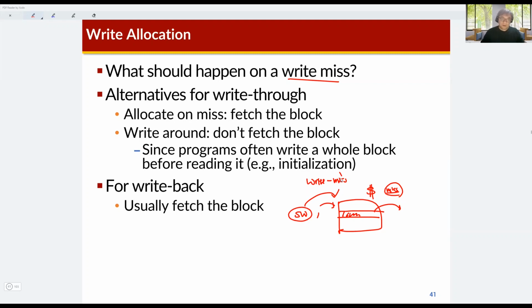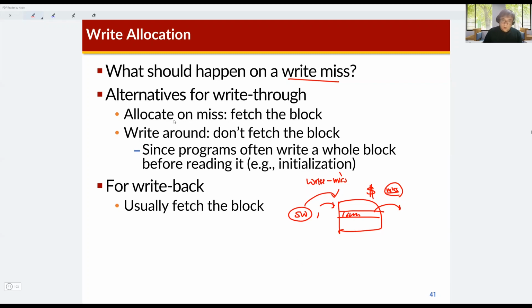But I am now explaining the write-miss case. The write-miss case means that the store instruction is executed, but the target block or target data is not found in the cache. So what should we do in this case? There are two different approaches for this write-miss. The first approach is allocate on miss, and the second is write around.